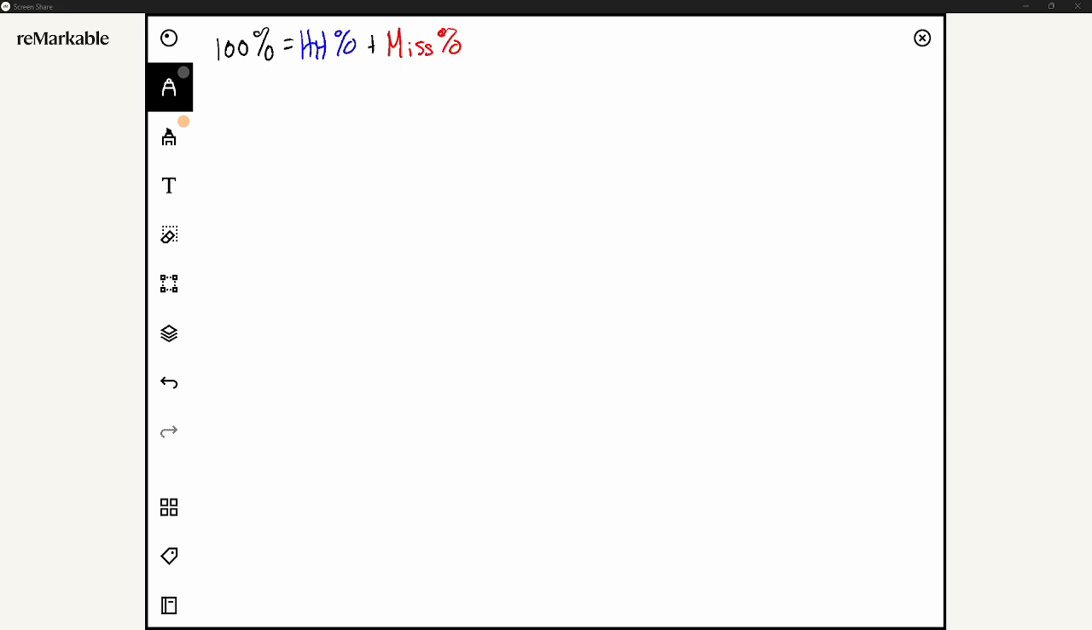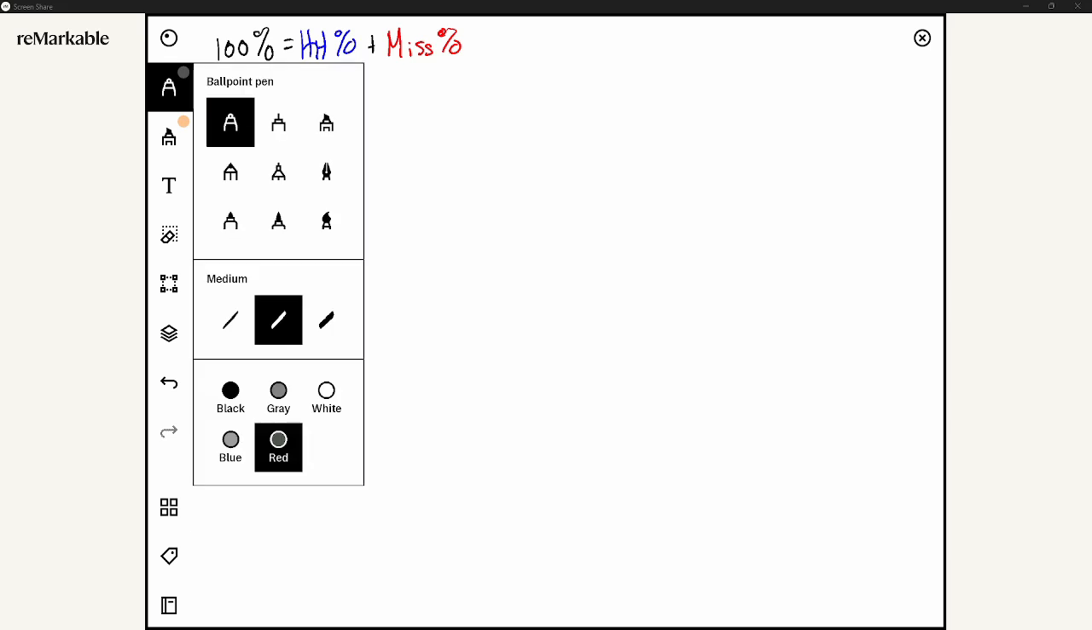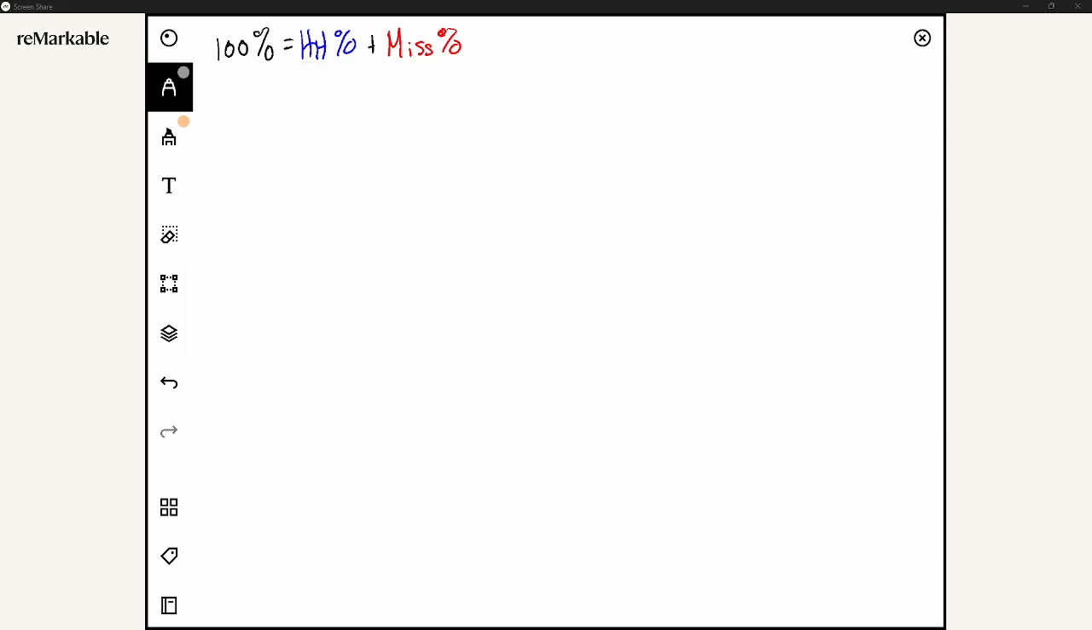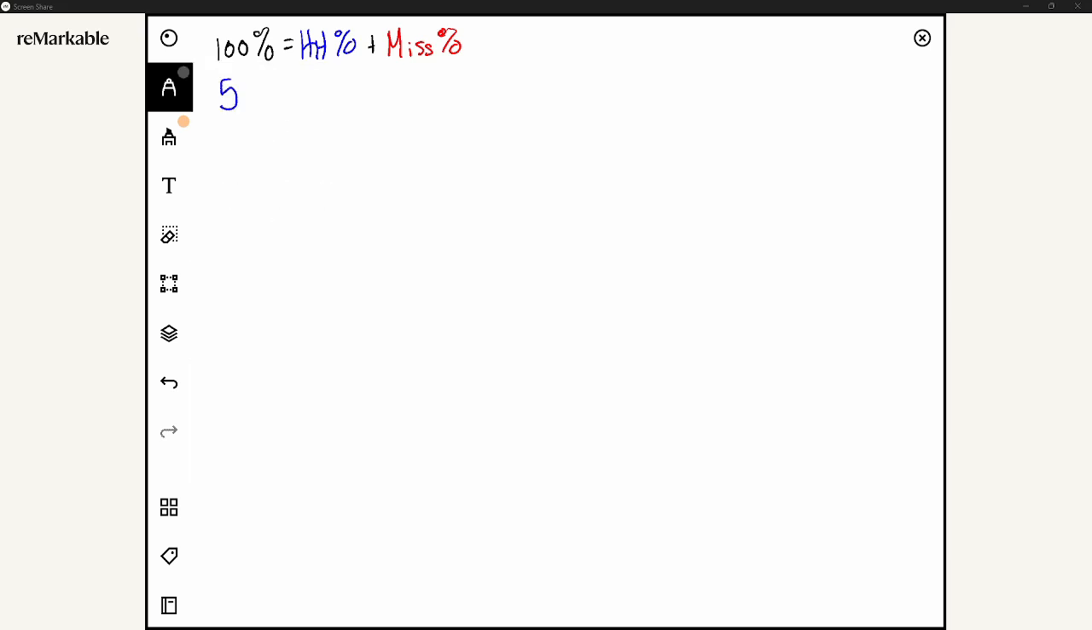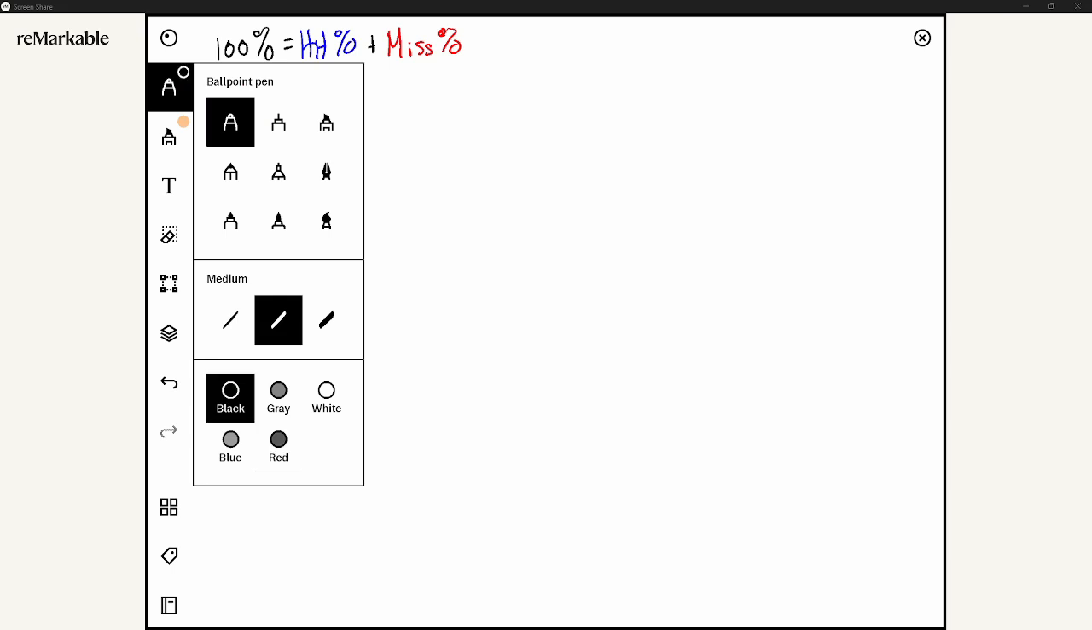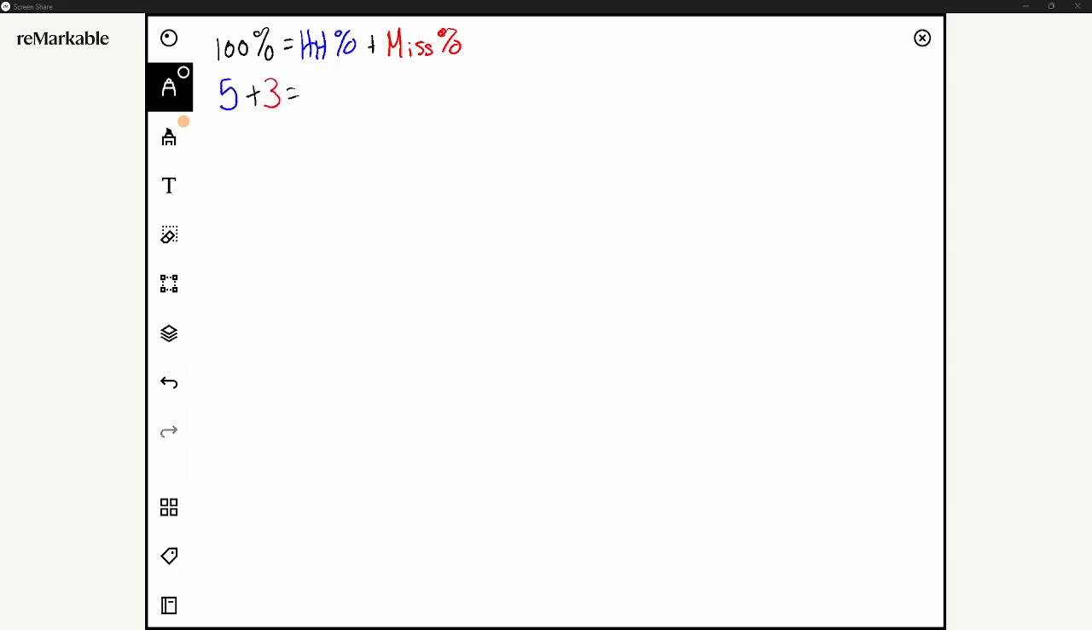So, how does this help us? Well, let's take an example here. I'm going to continue the trend of hits in blue and misses in red. Let's say we have 5 hits and 3 misses in a graveyard. All right, that's going to give us a total population of 8.